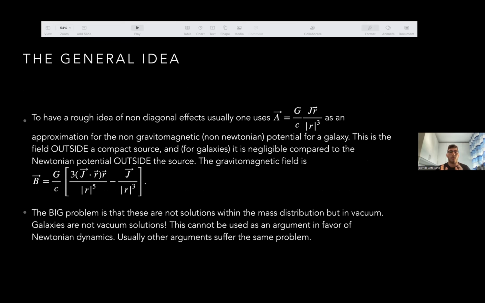For example, usually when I try to discuss it, people tell me that if you take this vector field for the gravitomagnetic field for a galaxy, then you can at least get a rough idea of the gravitomagnetic field of a galaxy. So if you put in the values of the galaxy, you see that this gravitomagnetic field is negligible compared to the Newtonian field. This is totally wrong, because this is not a solution within the mass distribution, but in vacuum. So we should not confuse vacuum solutions and non-vacuum solutions.